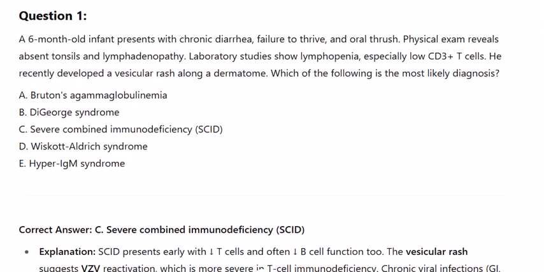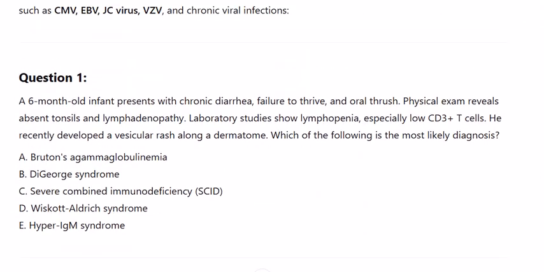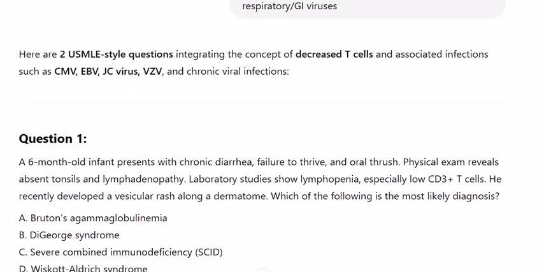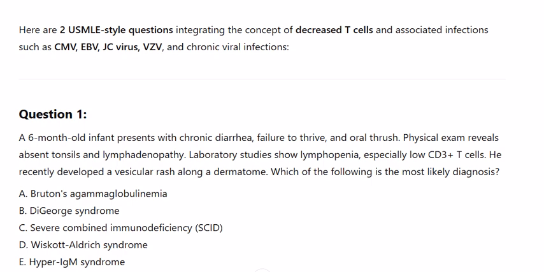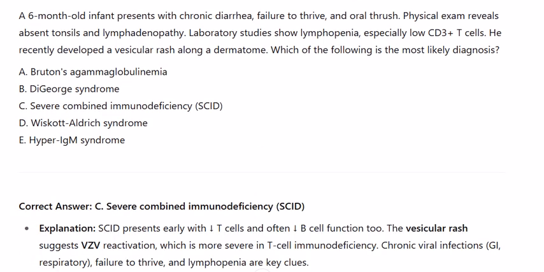Here are two USMLE-style questions, integrating the concept of decreased T cells and associated infections such as CMV, EBV, JC virus, VZV, and chronic viral infections. Question 1. A 6-month-old infant presents with chronic diarrhea, failure to thrive, and oral thrush.